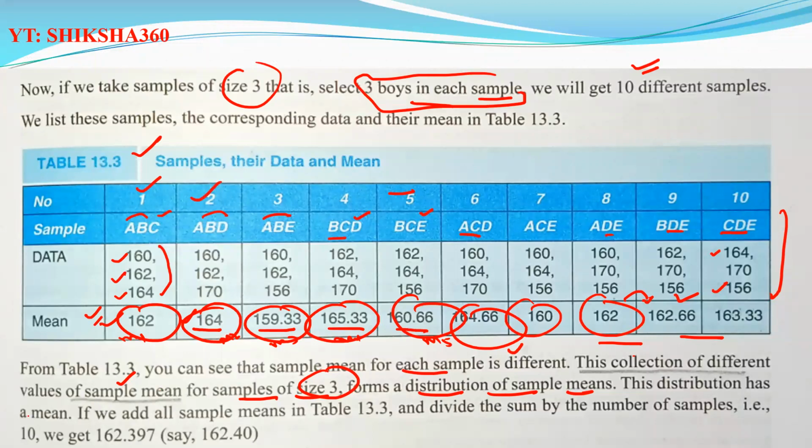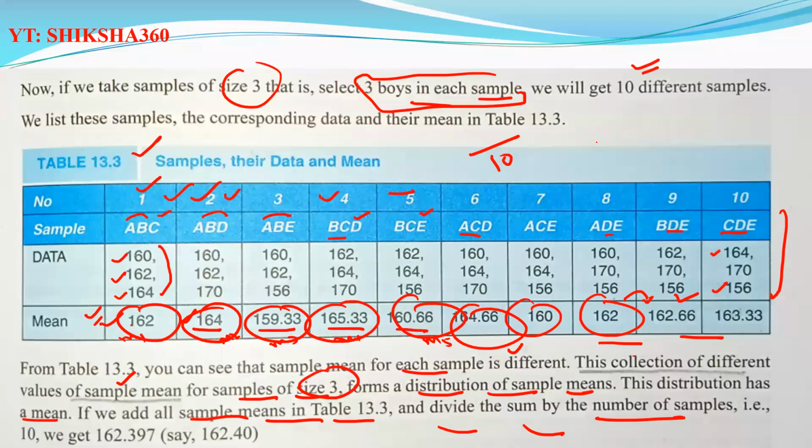This distribution has a mean. How? If we add all the sample means and divide the sum by 10, because we have taken a total of 10 means, that is, by the number of samples.